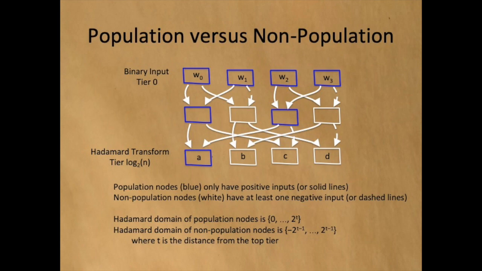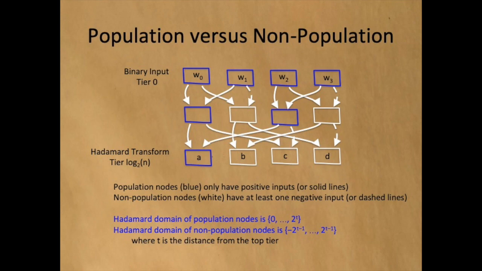The next thing we want to do is to distinguish between population nodes and non-population nodes. Population nodes only have positive inputs, or solid lines. Non-population nodes have at least one negative input, or dashed line. In this diagram, the blue nodes are population nodes, and the white nodes are non-population nodes.